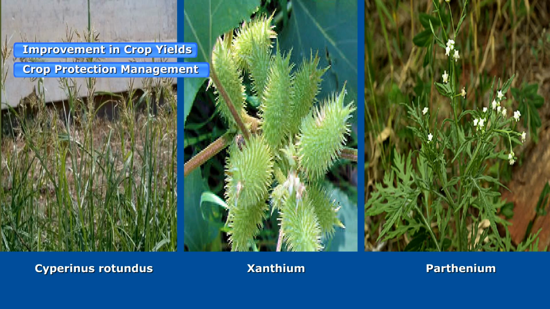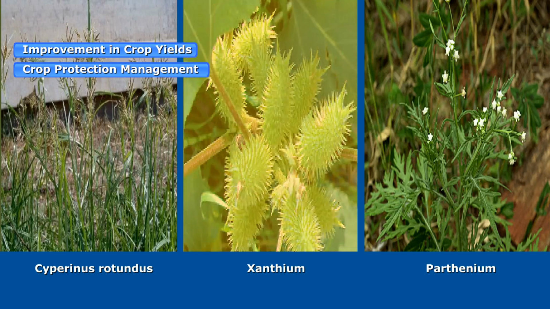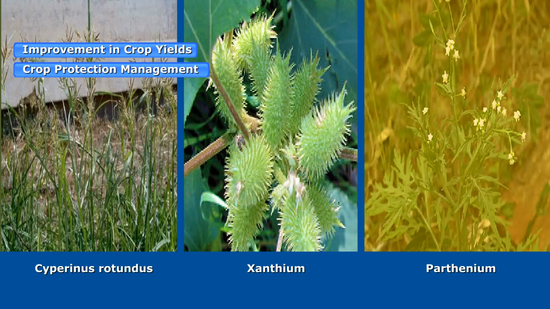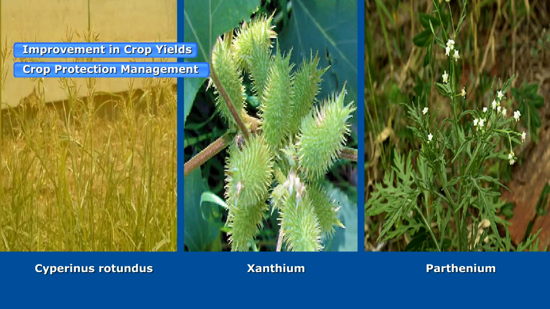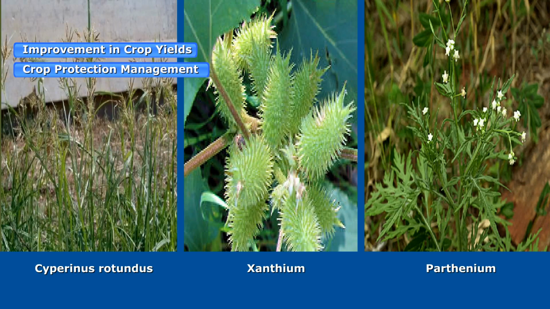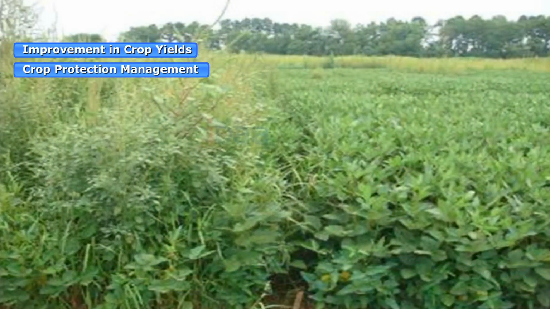Weeds are unwanted plants in the cultivated field. Examples of weeds: xanthium, parthenium, cyperus rotundus. Weeds reduce the growth of the crop by taking up nutrients. They compete for food, space, and light.